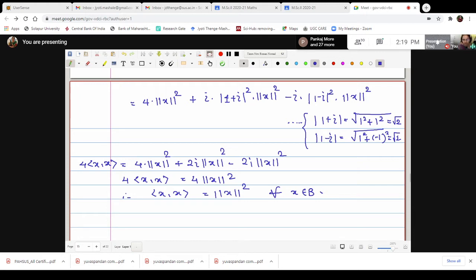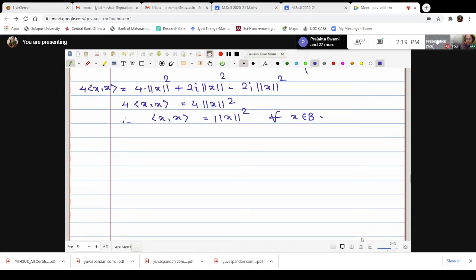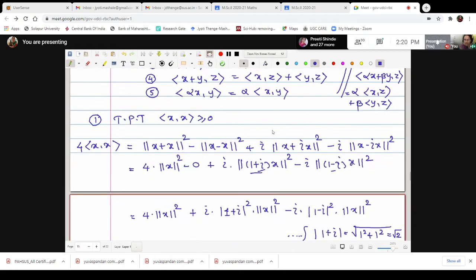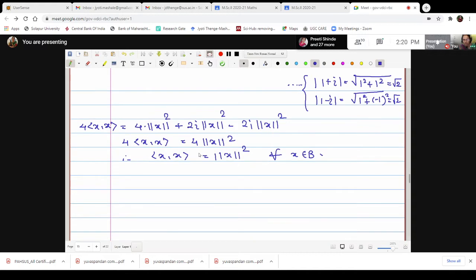But we know norm value is always non-negative, therefore the condition is automatically going to hold. May I say rather, first and second condition both hold. First is inner product xx is 0 if and only if x is equal to 0. Okay, therefore here I will write: thus inner product xx is greater than or equal to 0. The reason is norm is always non-negative.